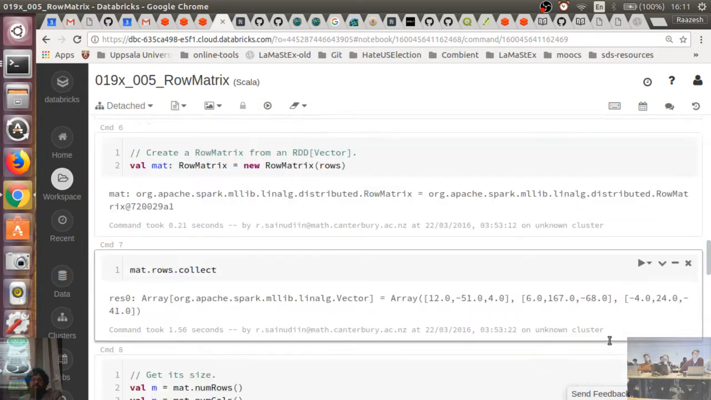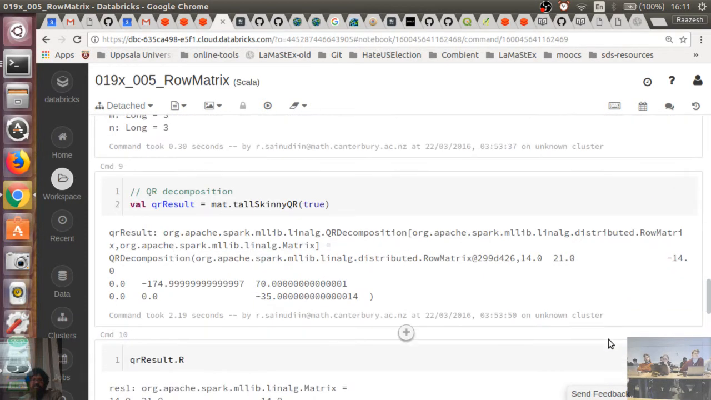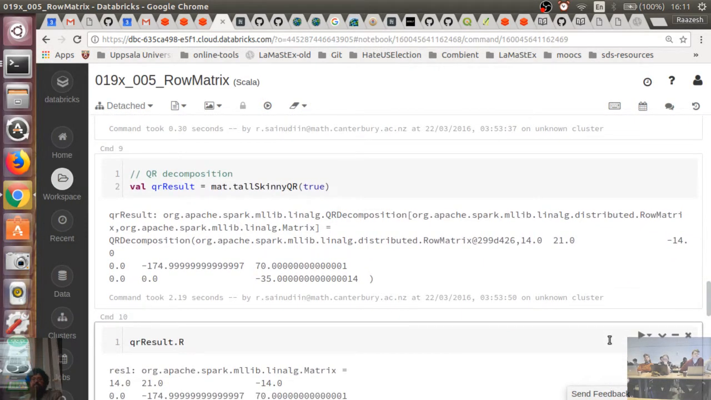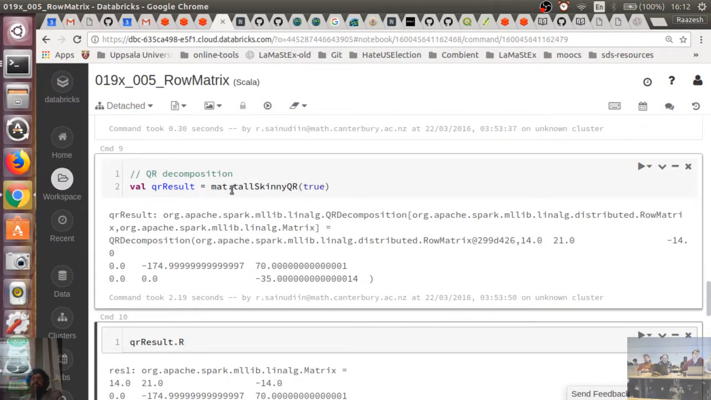So this is how you create it, collect it, get its size. So here's a QR decomposition. A lot of you know about the QR decomposition. And this is all in this world called tall and skinny matrices. Like I said, tall and skinny.